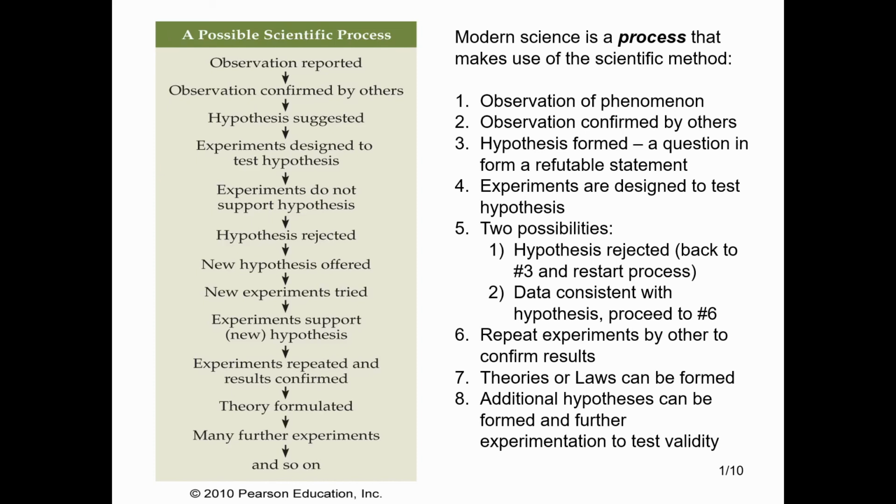Or the data is consistent with the hypothesis. Now, it's important to note here, the data doesn't necessarily prove the hypothesis, it's just consistent with it. It doesn't disprove it. And then if this is the case, we go on to number 6, which is we come up with new experiments, or we repeat the same experiment to produce more data towards the hypothesis. Then, once this occurs many times, we can come up with theories or laws, and then later we can form additional hypotheses based off of these observations and experimentation.